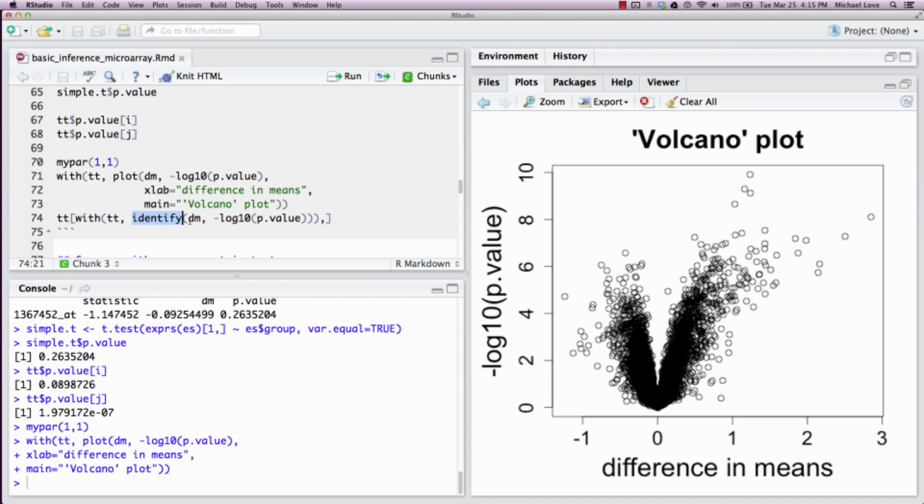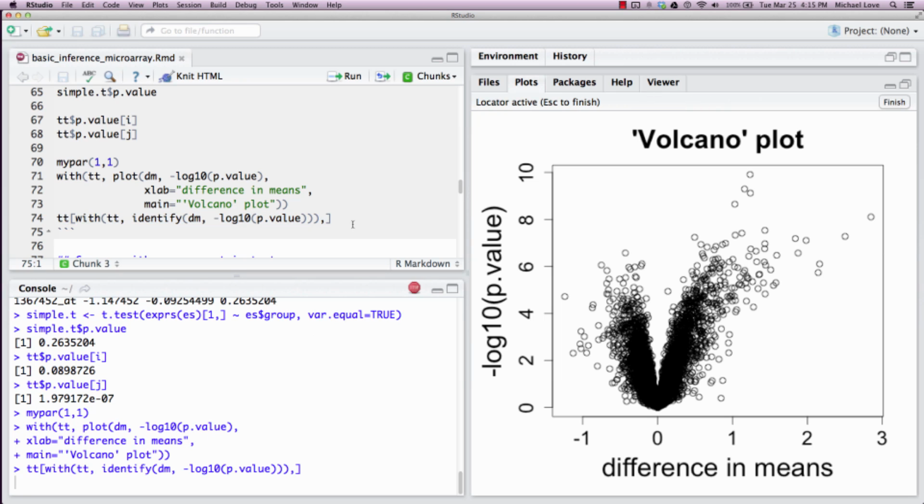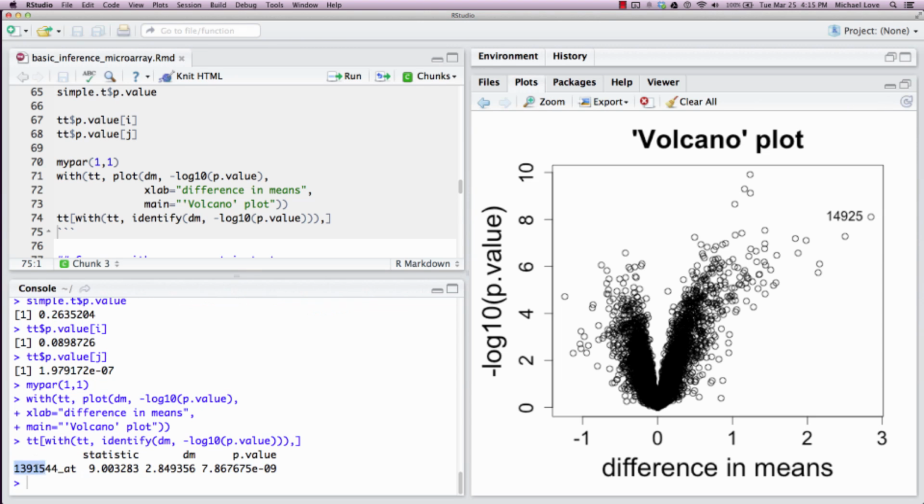And you can use the identify function, which is useful if you're interested in calling out individual points on a plot, and it will return to you the index, the number that point is in the data. So you can go over and then point, and in RStudio it'll give you a little blue arrow, and then click Finish, and that returned the index of tt, which is that point, which is 14925. It writes it on the plot.